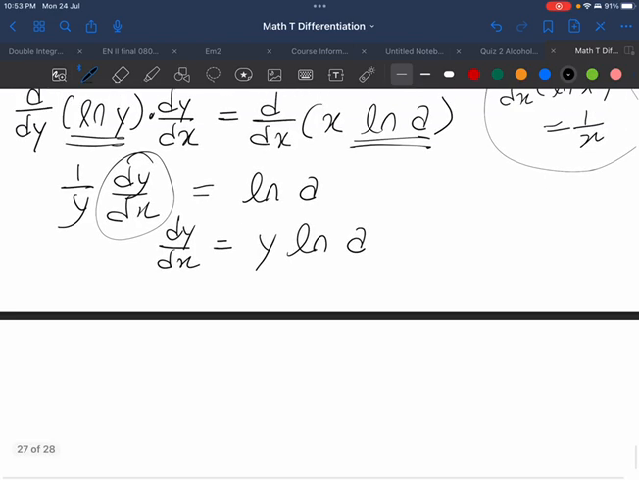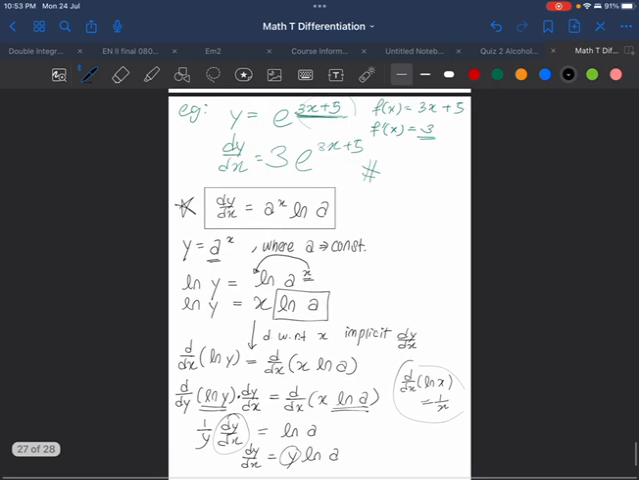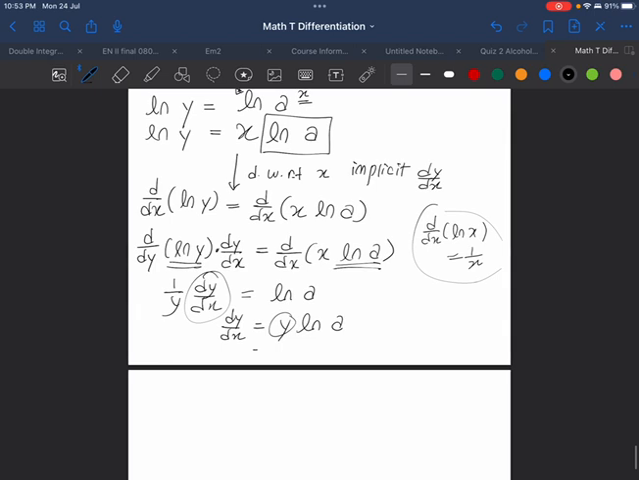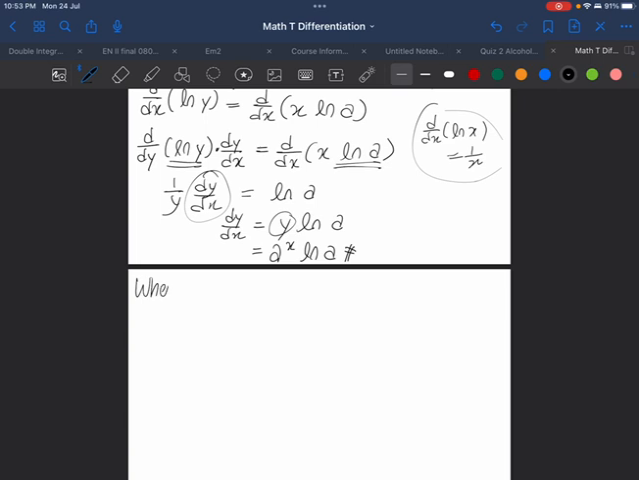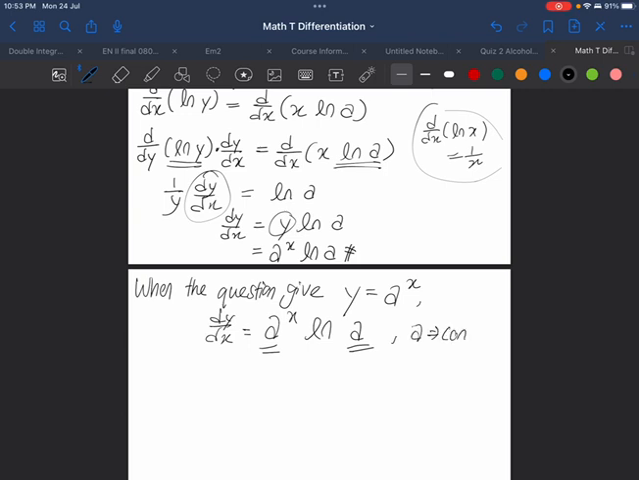So what is y? Just now we let y equal a to the power of x. So it becomes a^x ln a. So when the question gives something like y equals a to the power of x, don't panic. I know this is not inside the syllabus, but they usually want to test whether you understand or not. So when you see this, you know that dy dx, you just copy back a^x and you add a ln a here, where a is a constant. Right.